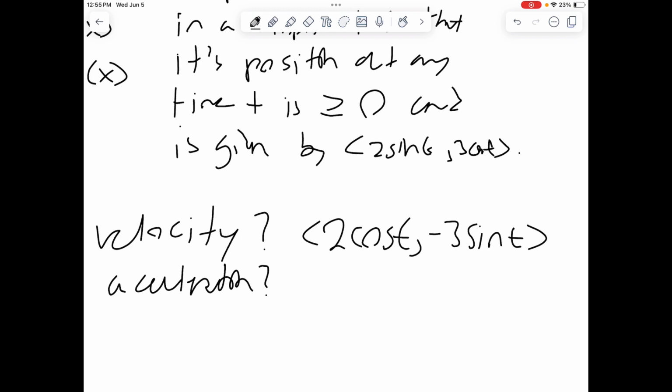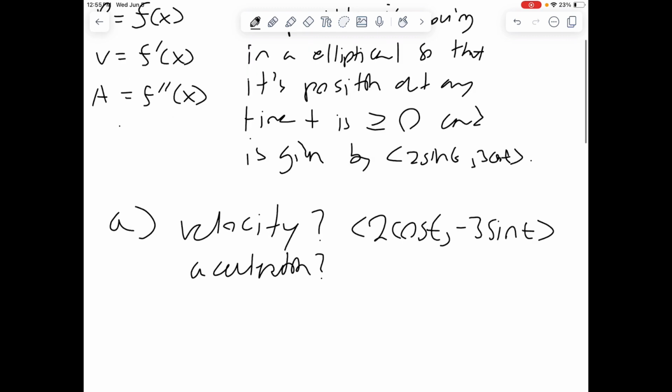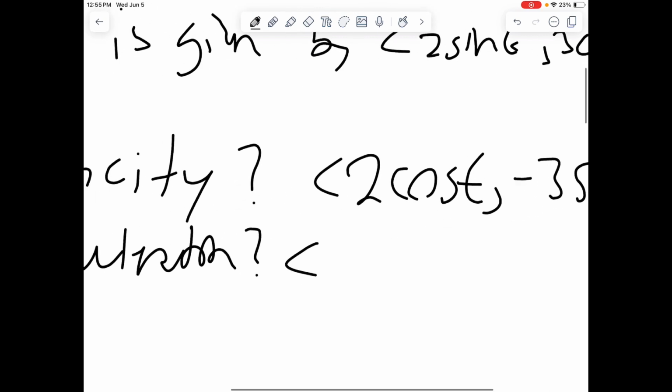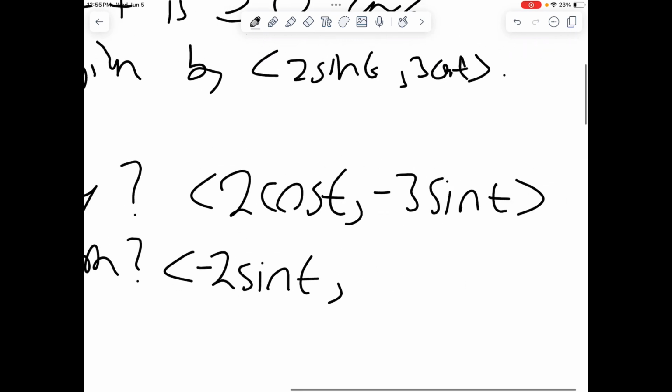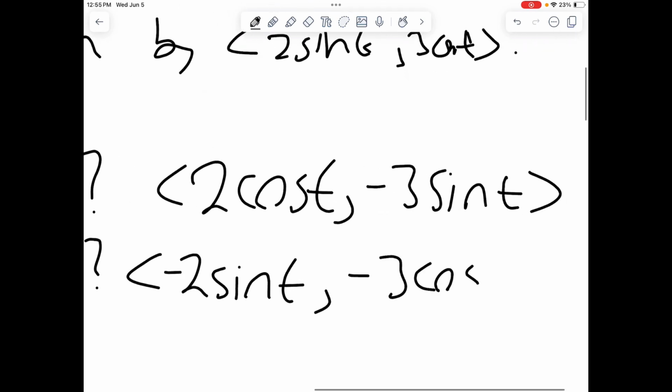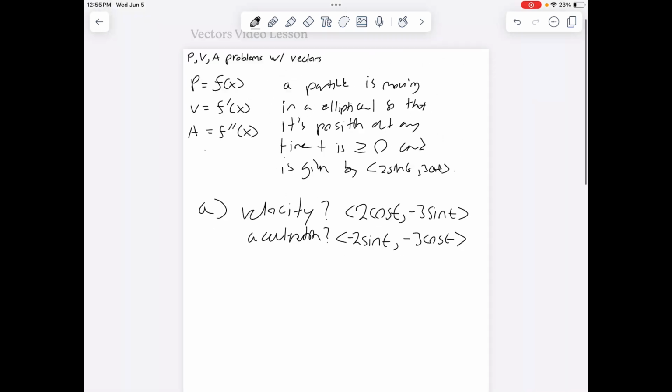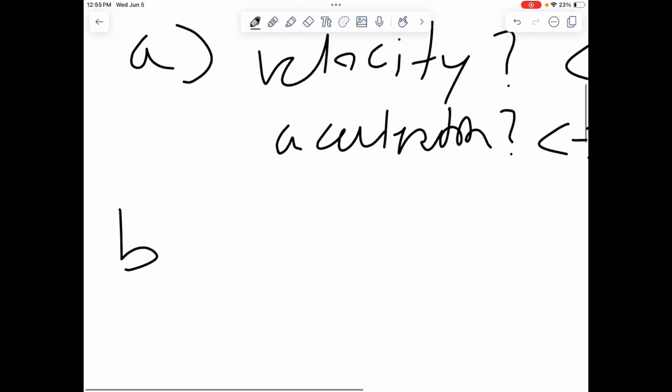Now we're going to take the derivative once again to find the acceleration. The derivative of 2 cosine t is negative 2 sine t, and the derivative of negative 3 sine t is negative 3 cosine t. So that's that part.